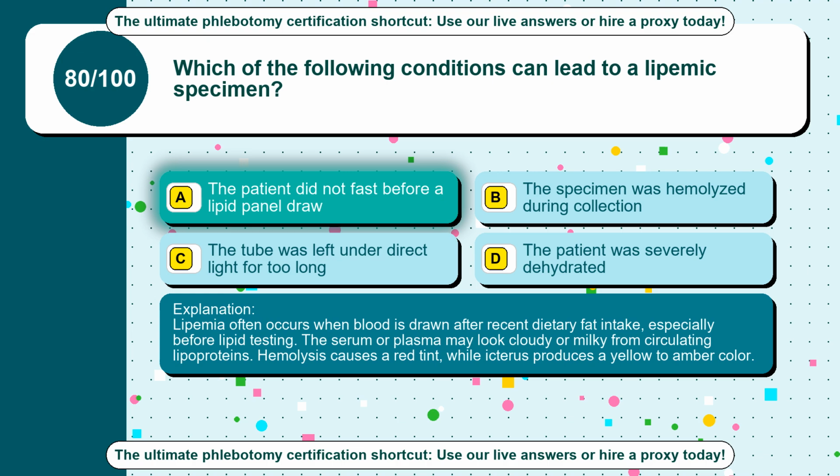Lipemia often occurs when blood is drawn after recent dietary fat intake, especially before lipid testing. The serum or plasma may look cloudy or milky from circulating lipoproteins. Hemolysis causes a red tint, while icterus produces a yellow to amber color.